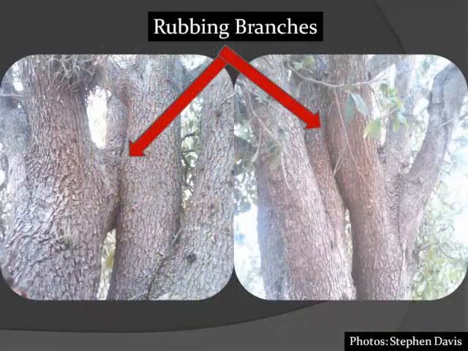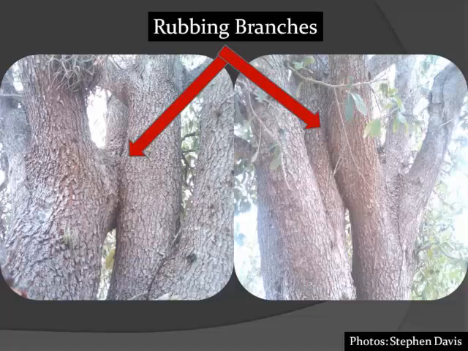Rubbing branches are another structural defect that you might notice when selecting trees for the landscape or as the trees mature. The pictures here of the rubbing branches indicate weak points where a failure could be likely.